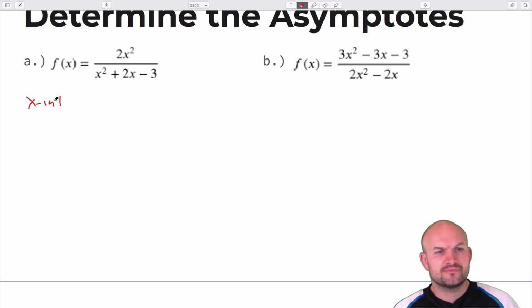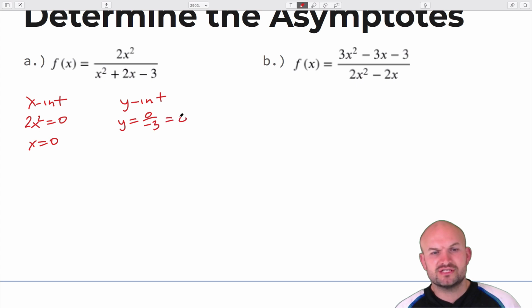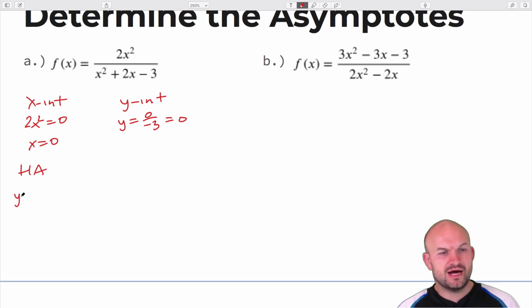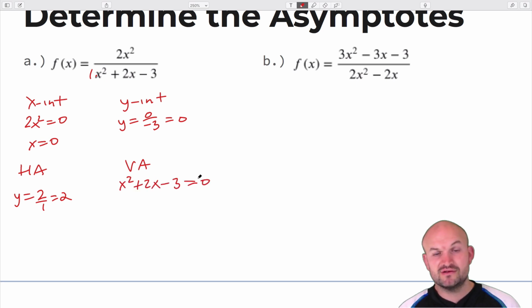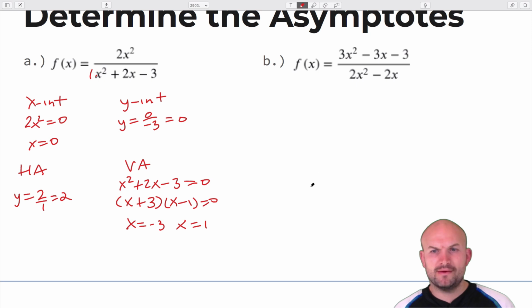The x-intercept is going to be 2x squared is equal to 0. So when you solve that, x equals 0. Y-intercept, again, is going to be y equals 0 over -3, which is just going to equal 0. Horizontal asymptote is going to be y is equal to leading coefficient over leading coefficient. So that's going to be 2 over 1, which is 2. And vertical asymptote is going to be x squared plus 2x minus 3 equals 0. Let's hope that's factorable, which it is. What two numbers multiply to give you -3 and add to give you +2? So therefore, x equals -3 and x equals 1.